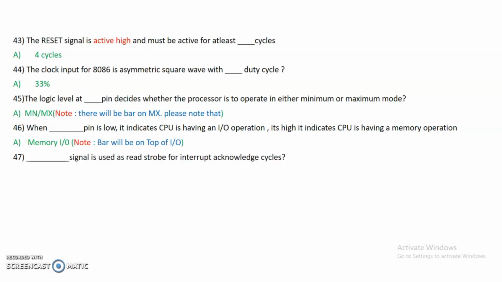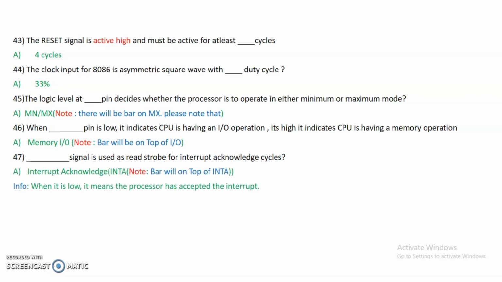Bit number 47. Dash signal is used as read strobe for interrupt acknowledge cycles. So the answer will be interrupt acknowledge signal. The interrupt acknowledge signal is used as a read strobe, for reading whether the interrupt has occurred or not.